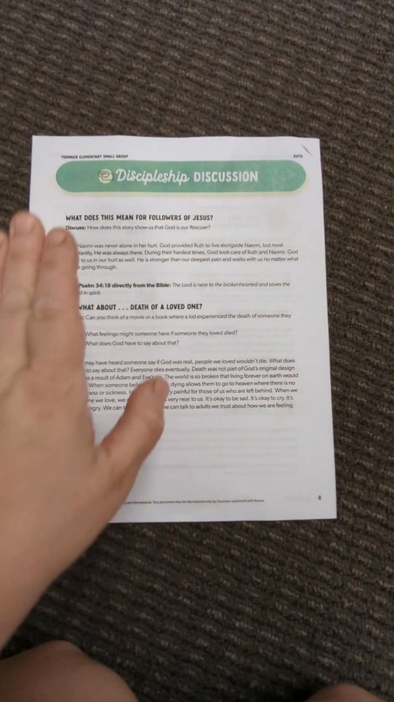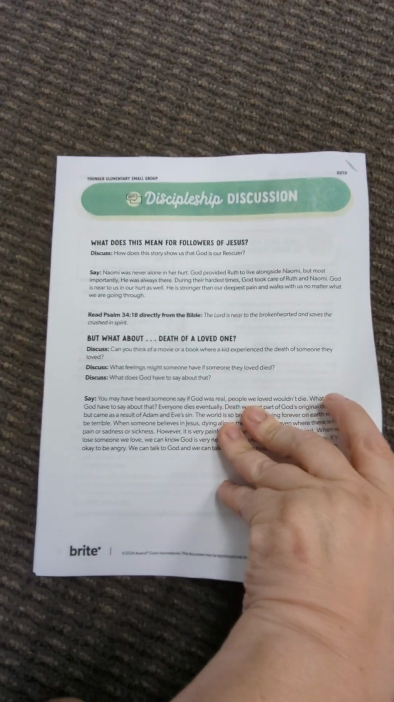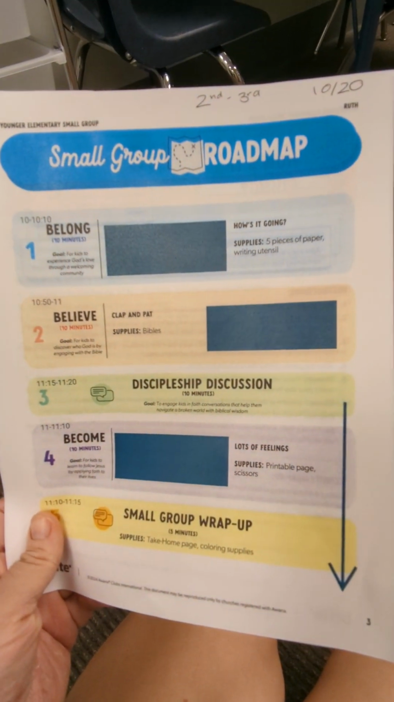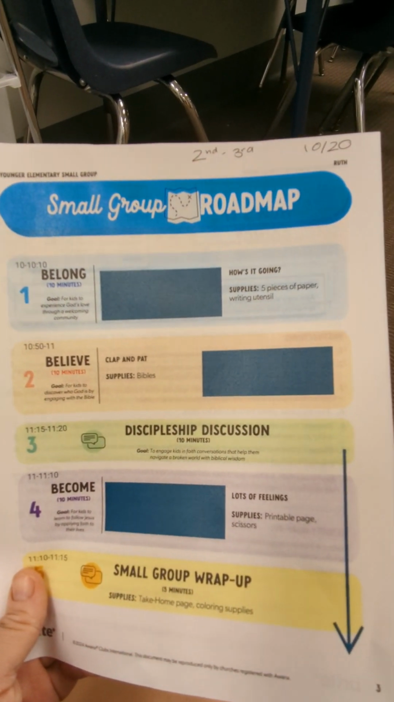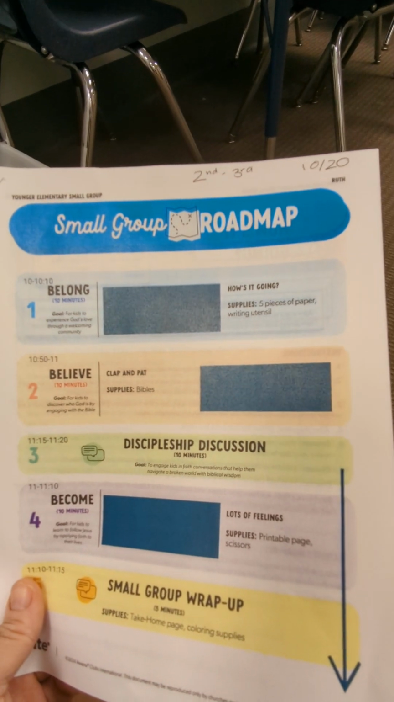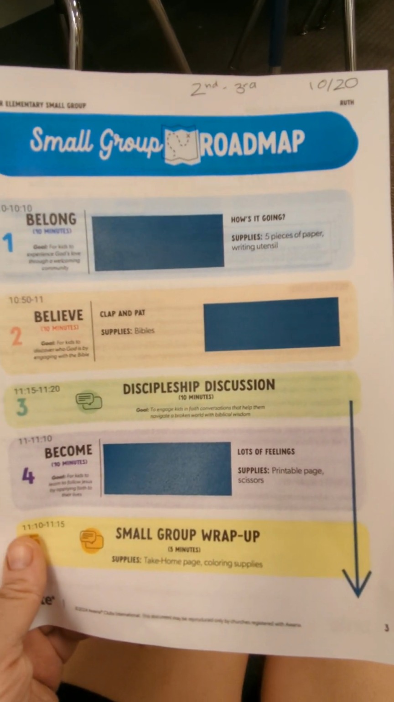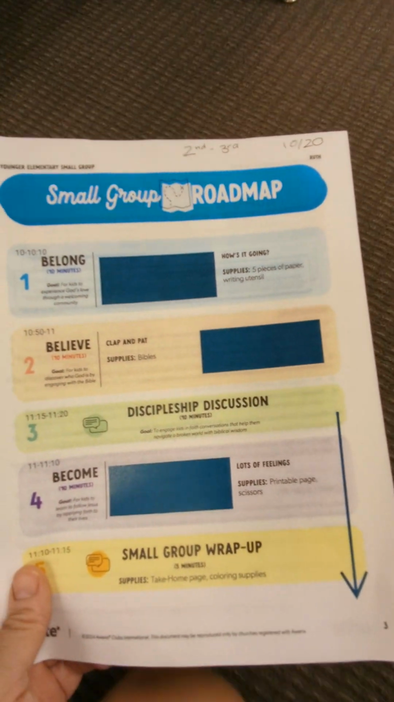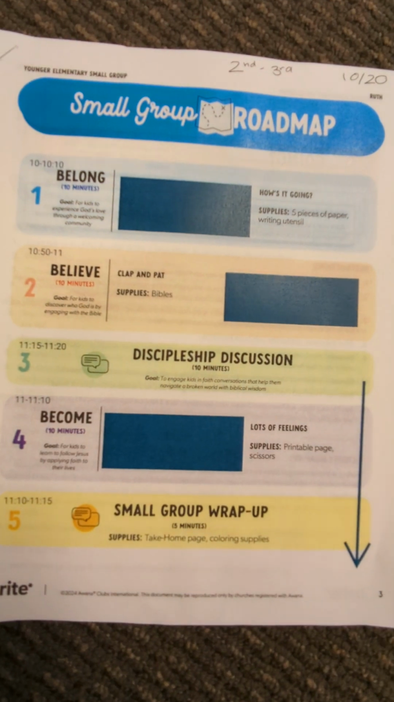So the discipleship discussion is going to be the same in all small groups, but this is specific to our kindergarten, first grade, second and third grade. If you are teaching those small groups, you're not teaching large group, then you are done with your video, and I'm going to move on next to our 4th and 5th grade small group.